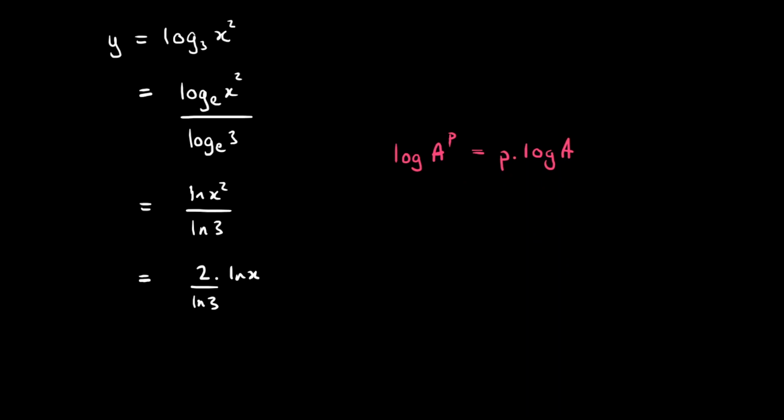Now what's the key thing to remember? This thing here is just a constant. That is just a number. So when we differentiate, that thing is going to remain unchanged. So if I write y prime, we're going to have 2 upon ln 3. That's going to be the same. And if I differentiate the ln x, I'm going to get 1 upon x. So there we go. We've just differentiated that function as well.